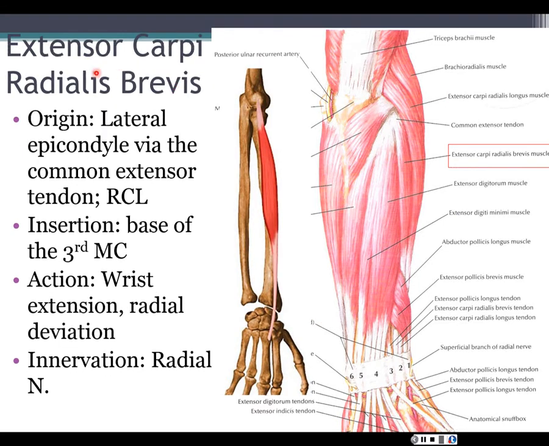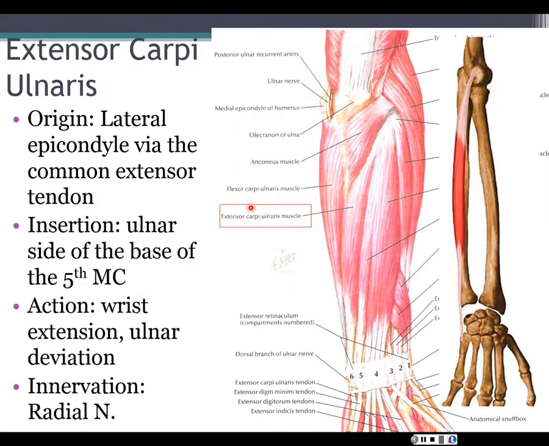For your extensor carpi radialis brevis, like I said, the longus started up higher on the humerus. The brevis is a little bit shorter. It's going to start on the lateral epicondyle, and it's going to basically follow the same path, but it's going to insert into the base of the third metacarpal on the dorsal side versus the second metacarpal. So the longus inserted over here, the brevis inserts over here. But it's going to have the same actions. It's going to run right with it, so it will do wrist extension and will help with radial deviation.